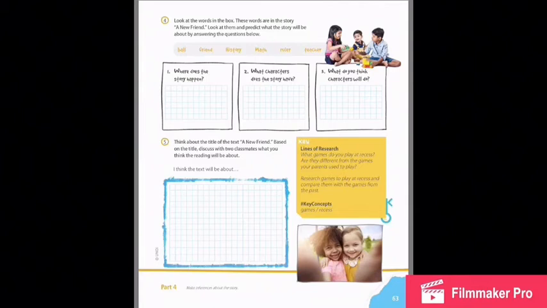And the last one, activity number 5, think about the title of the text, A New Friend. Okay, based on the title, discuss with someone what do you think the reading will be about. In this case, you have to write all of them about the reading. What do you think about the reading? It's about what? Okay. For example, I think the reading is about a student or a new person at the school or a new friend at the school or something like that.